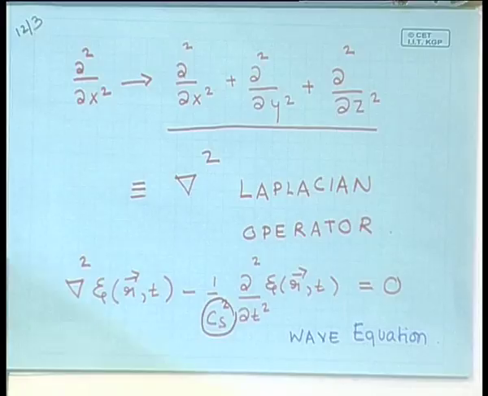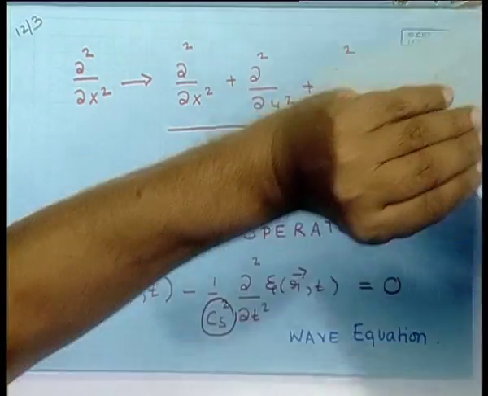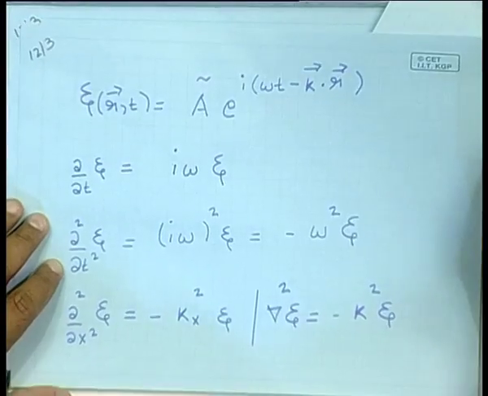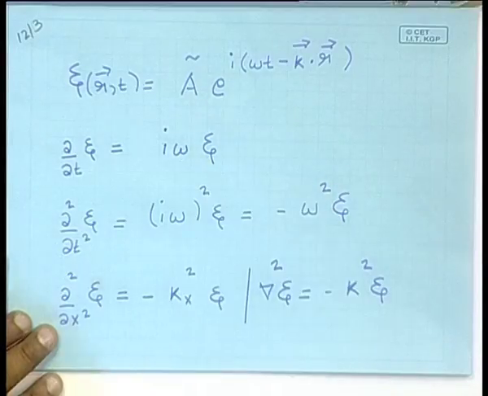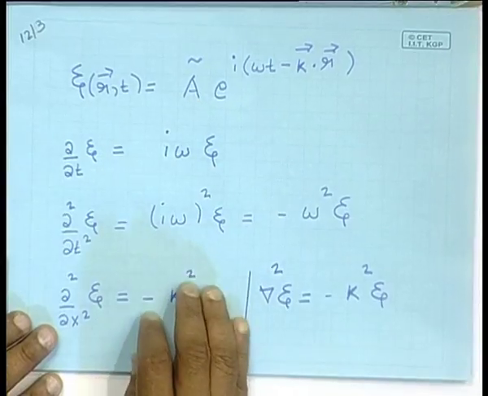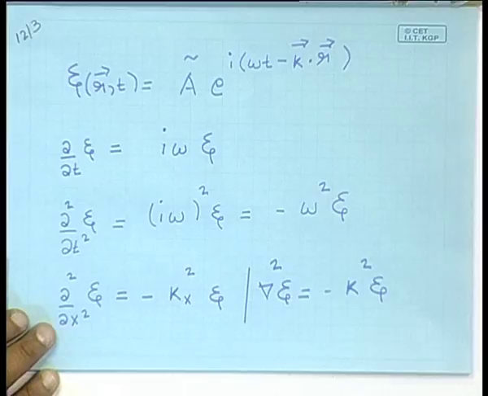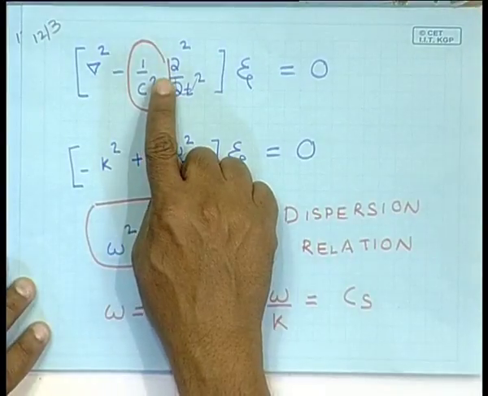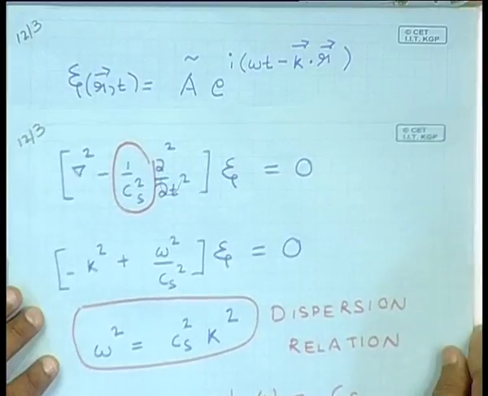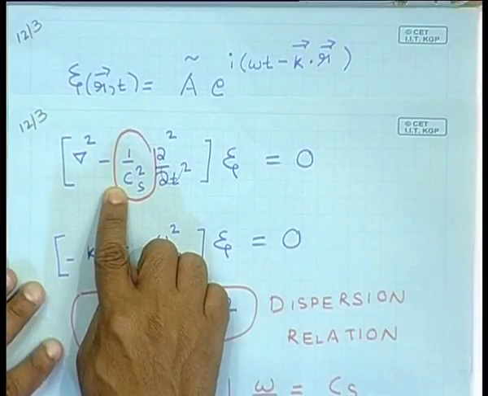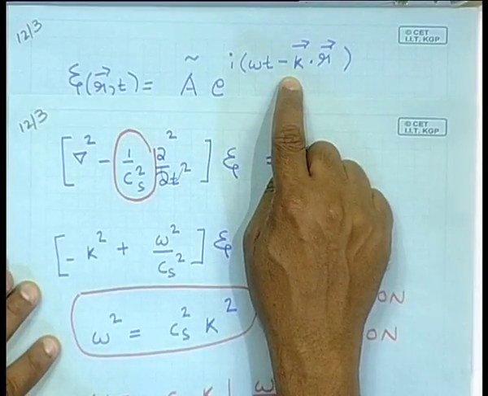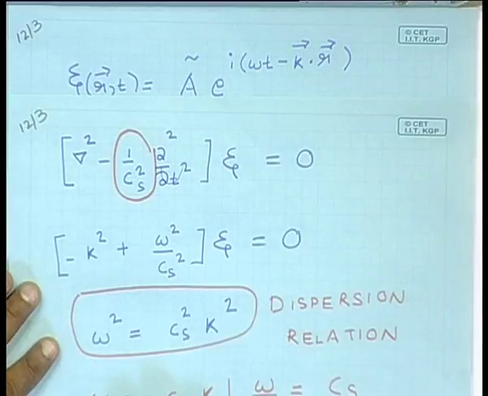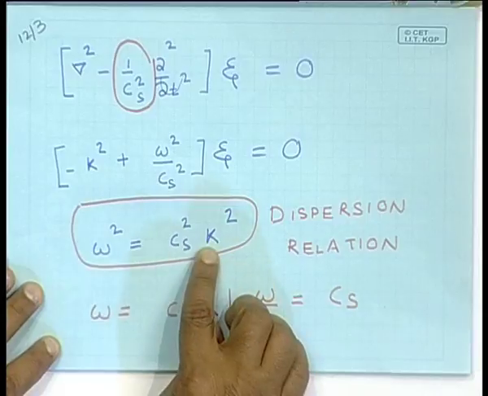Now I have already told you that the sinusoidal plane wave, which we have discussed at great length earlier in this course, and which can be mathematically expressed like this, is indeed a solution to the wave equation, provided the wave number k and the angular frequency are related in this fashion.